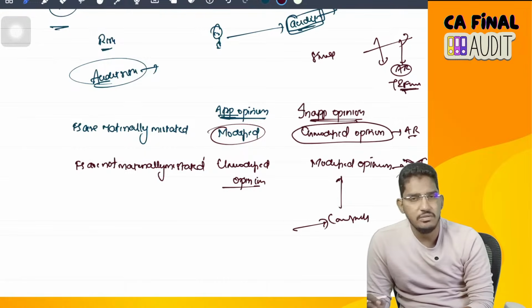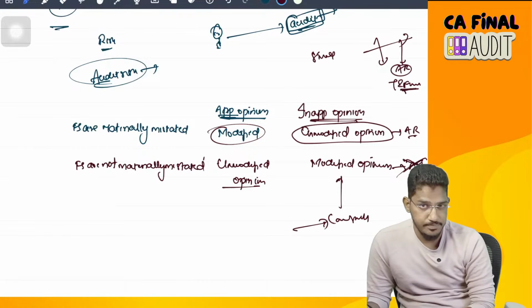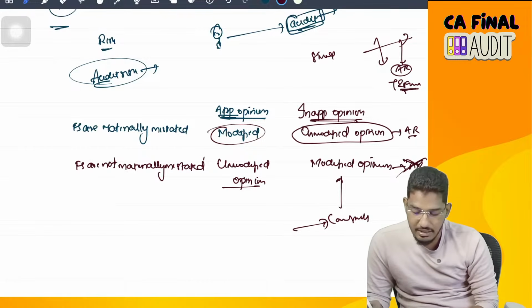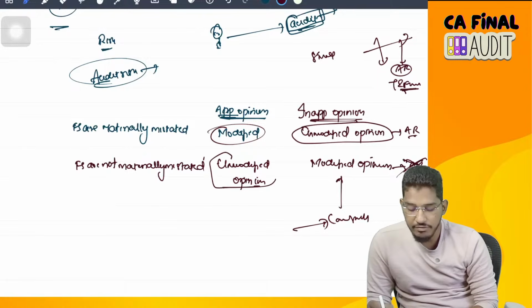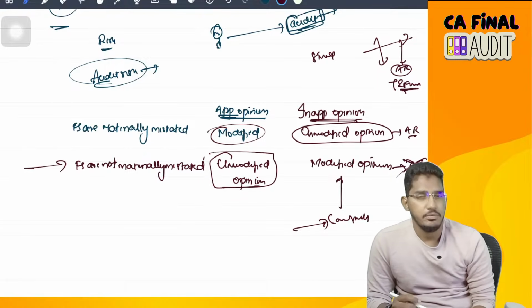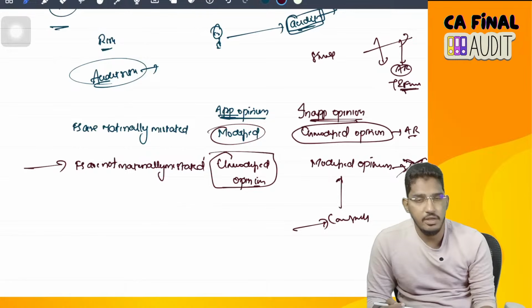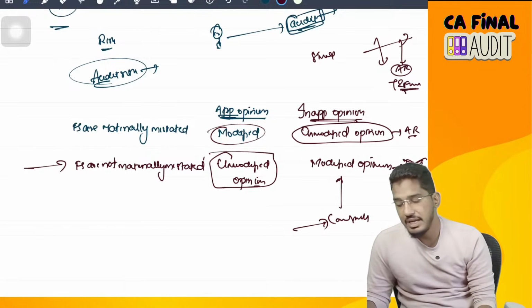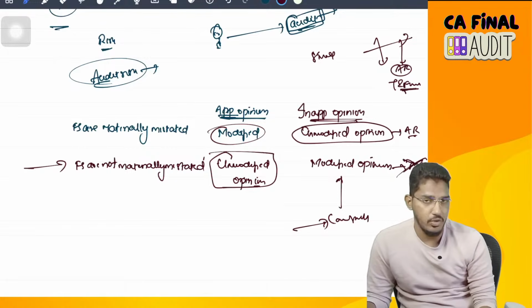Because of this, the user will not make any wrong financial decisions. He will not fall into loss. But you all might ask: sir, if I give a modified opinion when an unmodified opinion is appropriate, my client will become unhappy. No, let him be unhappy. What will he do, sir? If he feels unhappy, he will not appoint me for the next year. You will lose a client. So losing a client is a business risk. Losing a client is a business risk which does not come under audit risk.